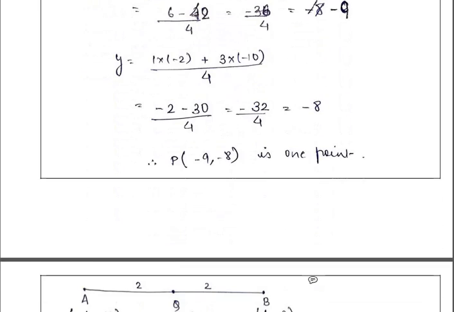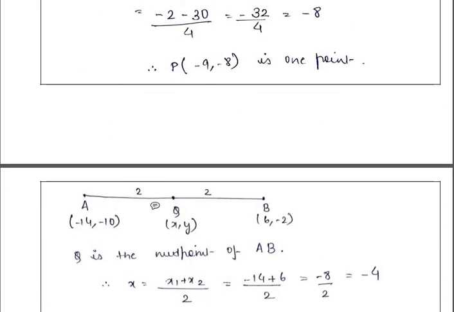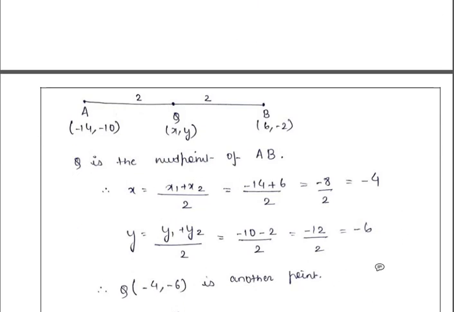जब आप Q निकालेंगे you will see that Q is actually in between the 2 points A and B, क्योंकि यहाँ पे भी 2 parts है, यहाँ पे भी 2 parts है. I can say that Q is the midpoint of A and B. Midpoint का formula simple होता है x1 plus x2 by 2. I use that, I get the value of x as minus 4 and the value of y as minus 6. So point Q comes out to be minus 4 comma minus 6. Please keep on pausing the video to write your steps.